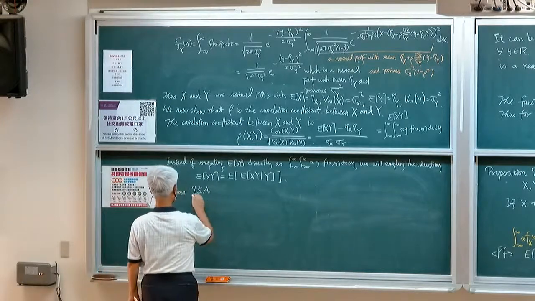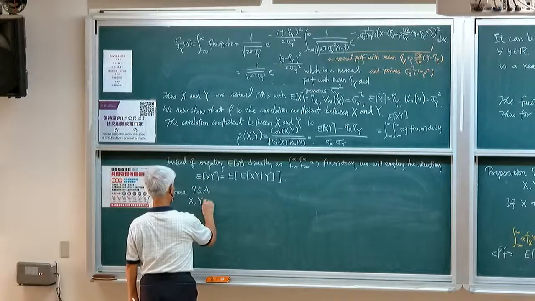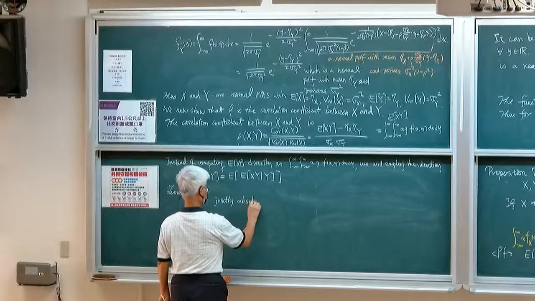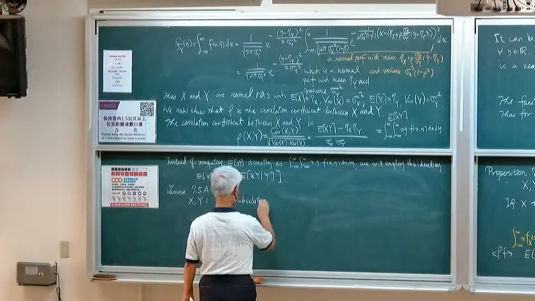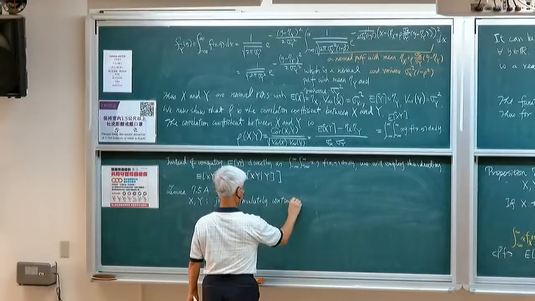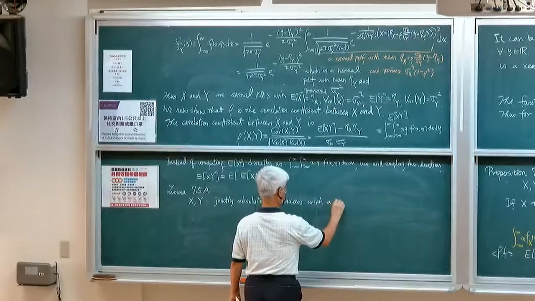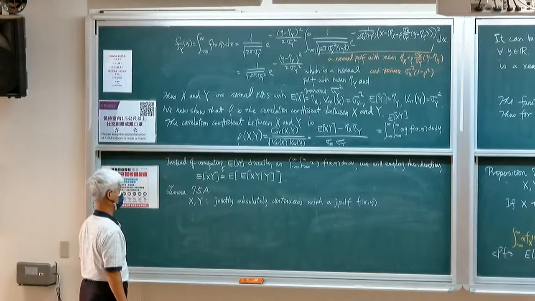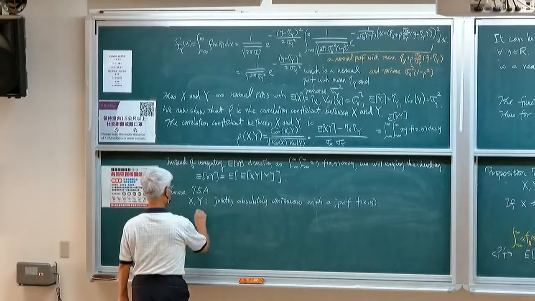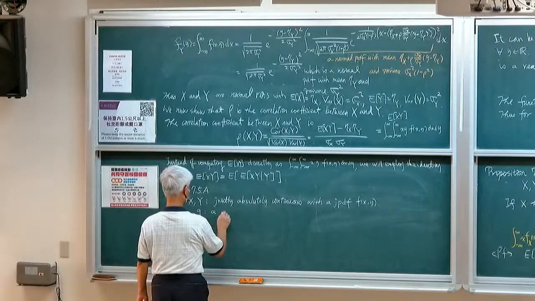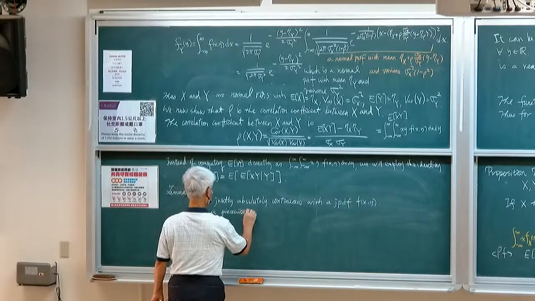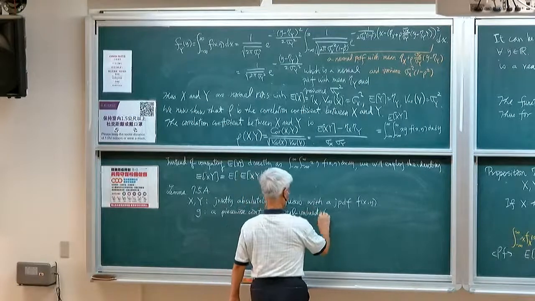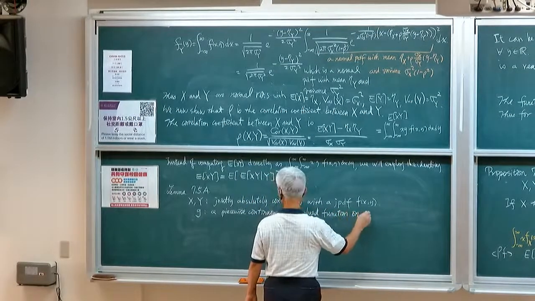All right. The lemma states that X, Y are jointly absolutely continuous with a joint PDF, and g is a piecewise continuous real valued function on R.